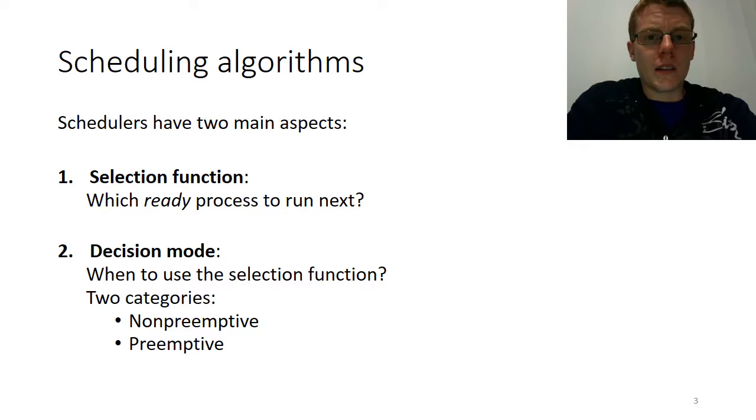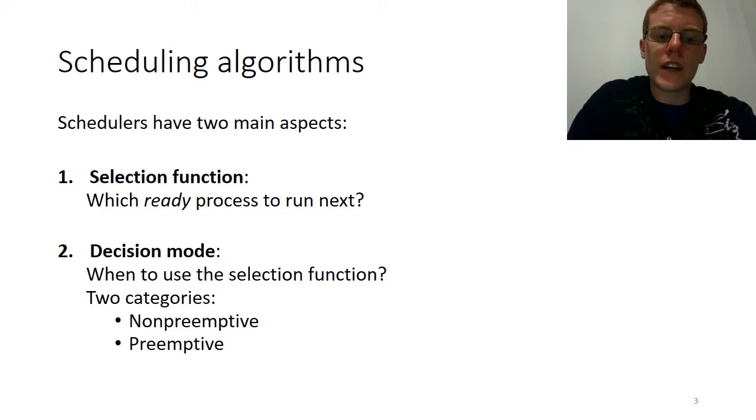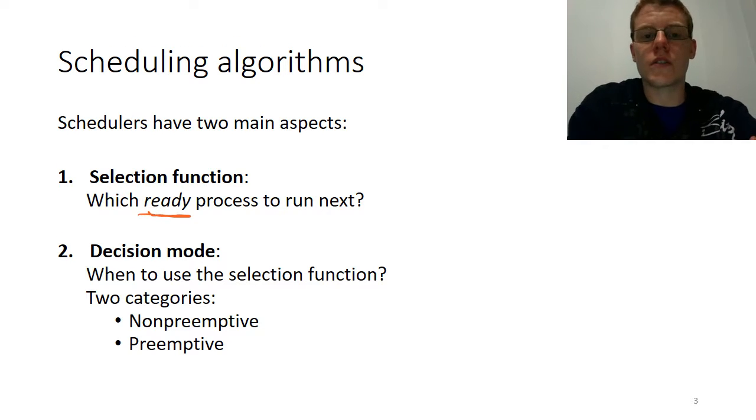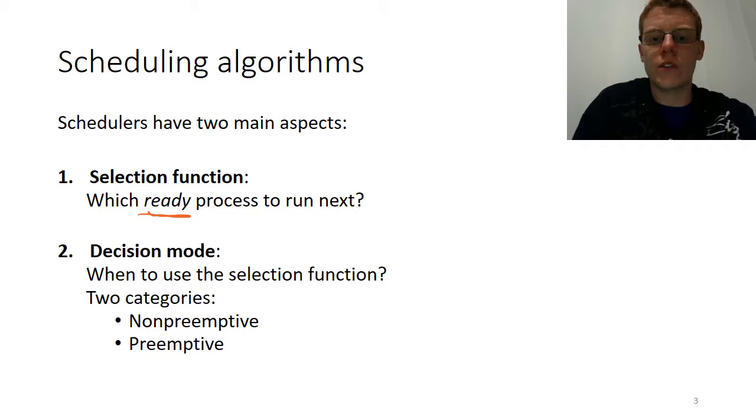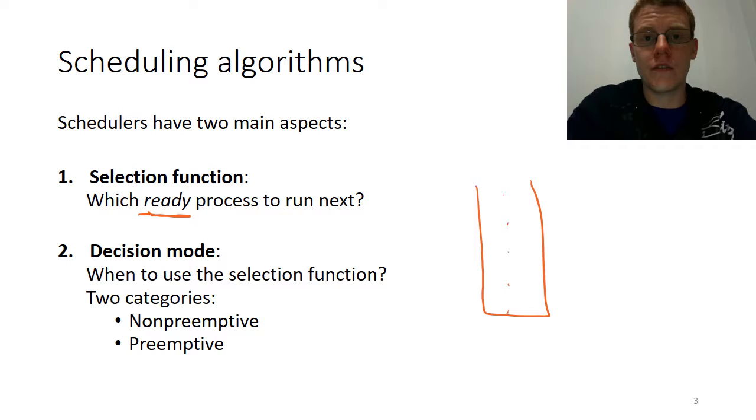So before we start discussing a particular scheduling algorithm, it's a good idea to get a grasp of the main aspects of scheduling algorithms in general. Typically when we discuss them, we'll talk about two main aspects. First, there's the selection function. That is, how does the scheduling algorithm decide, when it has the chance to decide, which of the currently ready processes should be run next? So given a queue, which we call the ready queue, of processes, which of these should be selected for running next?